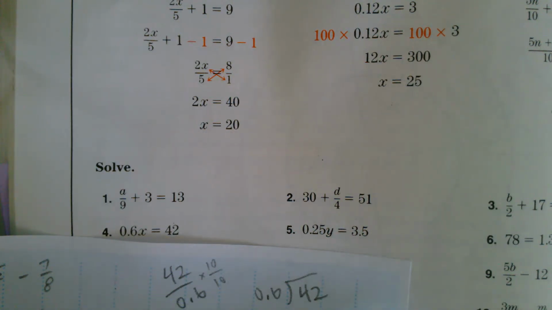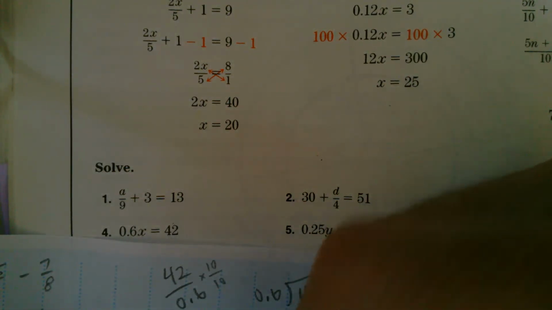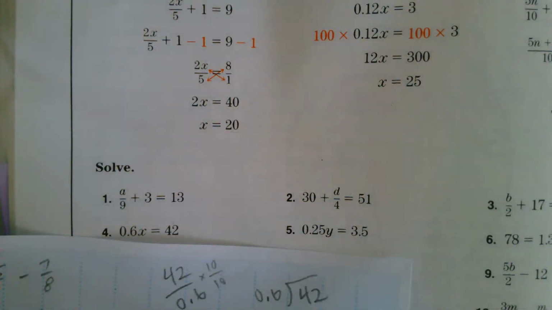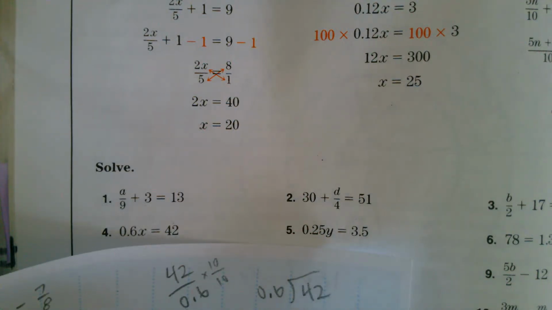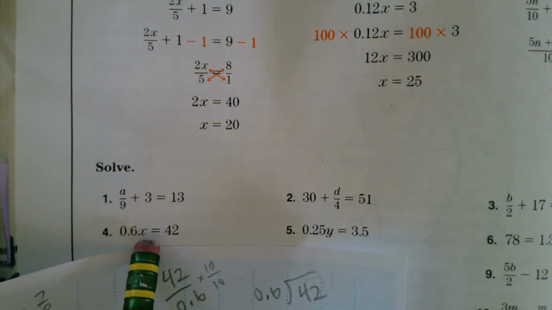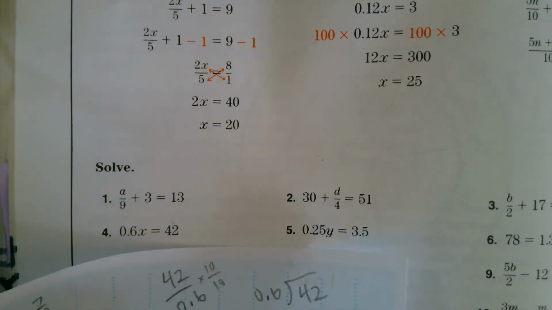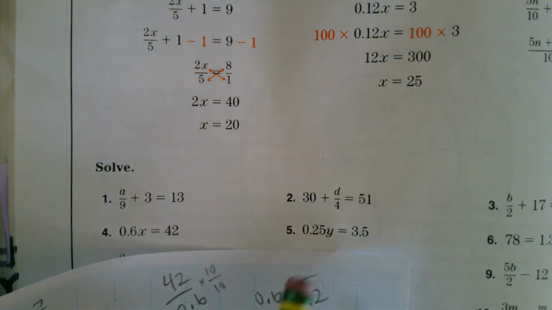So with that, 42 divided by 0.6 would equal 70. So x equals 70 in this case. And if I plug 70 back in here, 70 times 0.6 is 42. That would give us 42, so you can always check. Let's do 5.